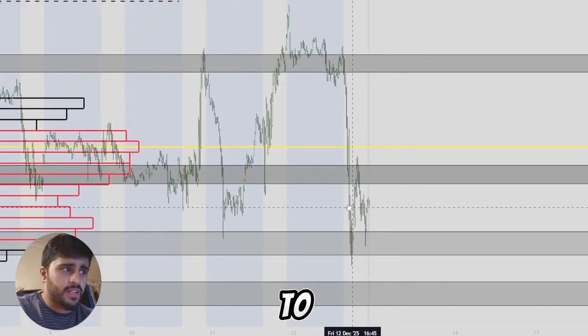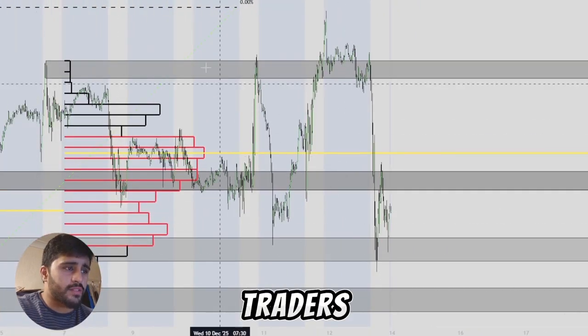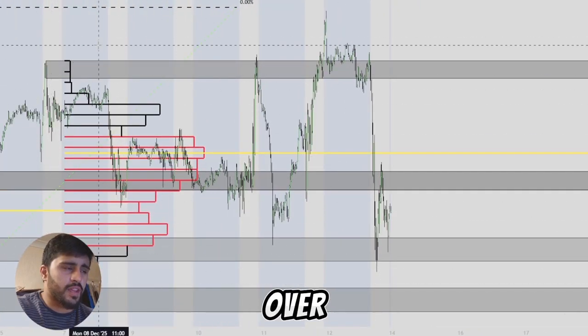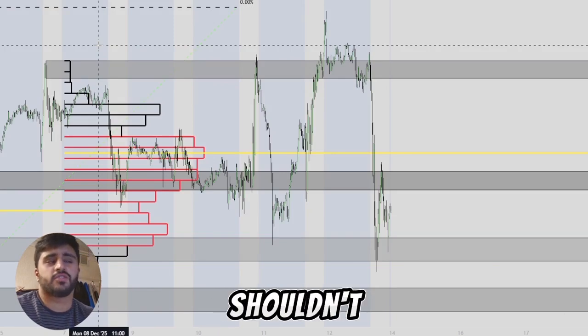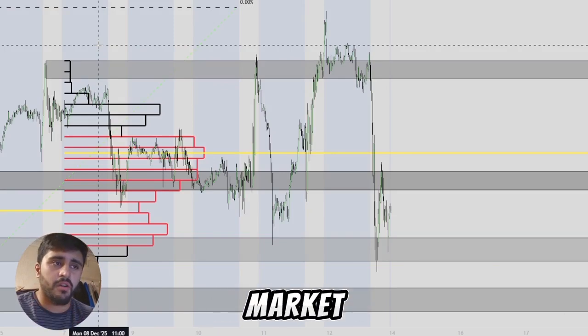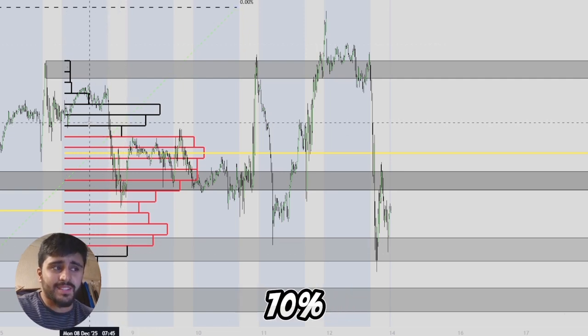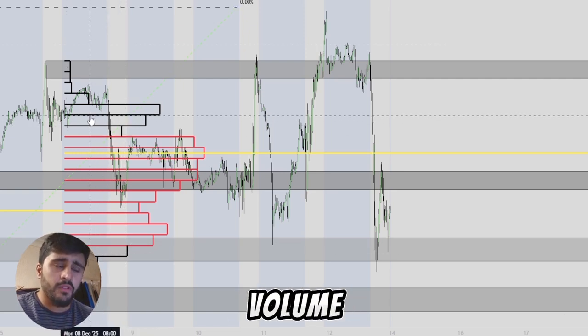December. But just to kick things off a little bit, I want traders to understand what this means over here. So this is not complicated. This shouldn't be overcomplicated. This is just the market profile. So the market profile basically shows you where 70% of the volume for the previous, in this case, week was.